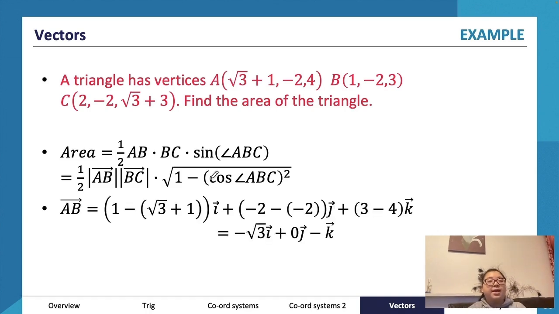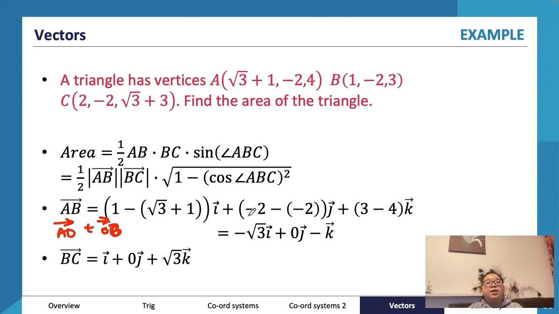So we can find what AB is. AB is essentially going to be AO plus OB, so it's going to be the negative of this part plus this part. So it's going to be 1 minus root 3 plus 1, then negative 2 minus negative 2, then 3 minus 4, right? So we're going to end up with root 3 plus 0 j minus k.